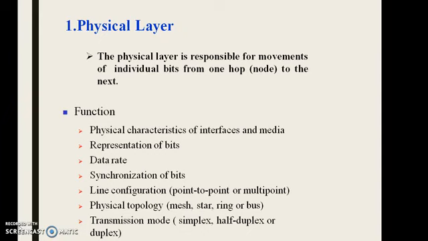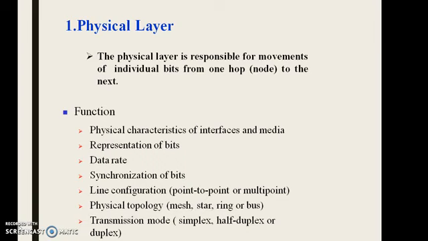Bit representation. The physical layer defines the type of encoding, which depends on the transmission medium. Before transmitting, the bits must be encoded into signals, maybe electrical or optical. Data rate. The physical layer defines the transmission rate, that is the number of bits sent each second. Bit synchronization. The sender and receiver must use the same bit rate, and their bit levels must be synchronized.